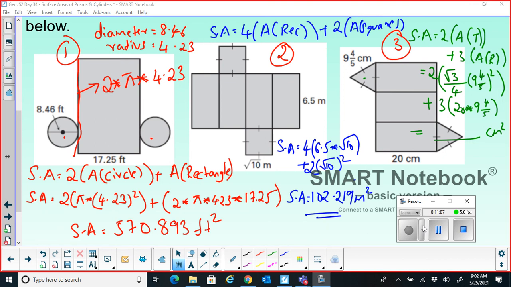So once we simplify in the calculator, it will be 671.173 centimeter square. So surface area is 671.173 centimeter square. Okay, let's move on to the next slide.